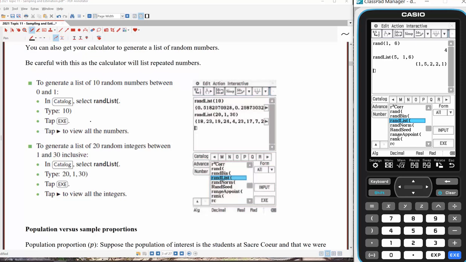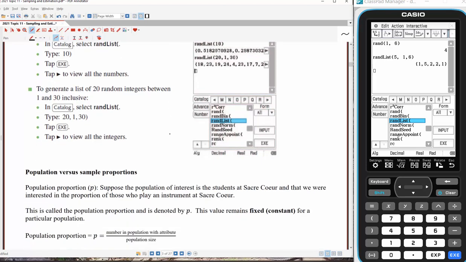You just need to be careful, as this will list repeated numbers. You can see here that 2 comes up twice and 1 comes up twice. That can happen with a dice roll. We all know that you can roll 6 times in a row. If it should happen, it's a possibility. Unlikely, but it can happen.